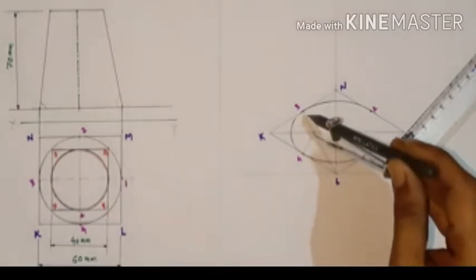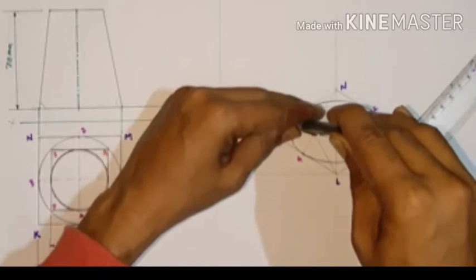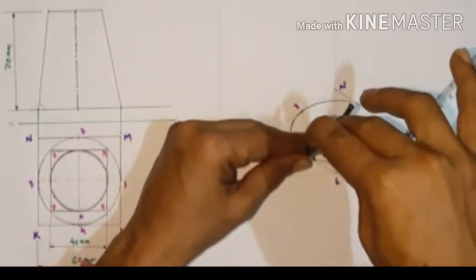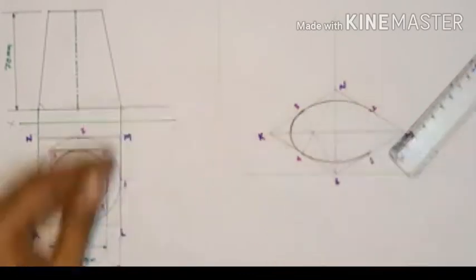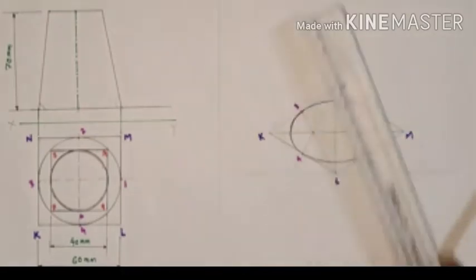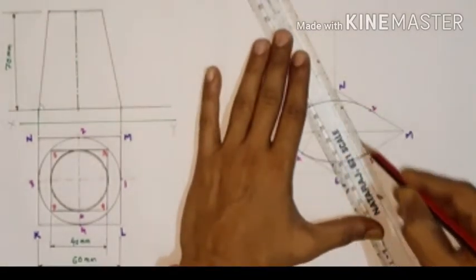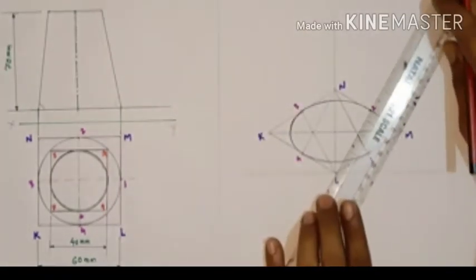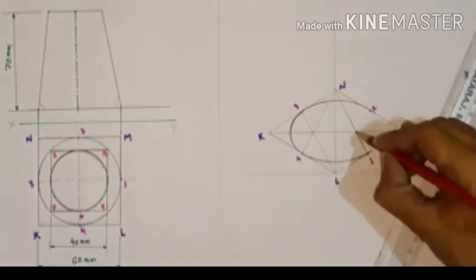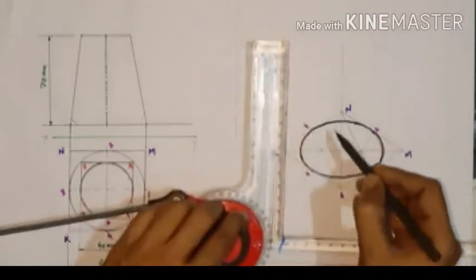You do not overlap. Like this. Okay, now the same procedure is adopted here. For this we again join N with 1, like this, and L with 2. So they cut. After completing this, it looks like this.